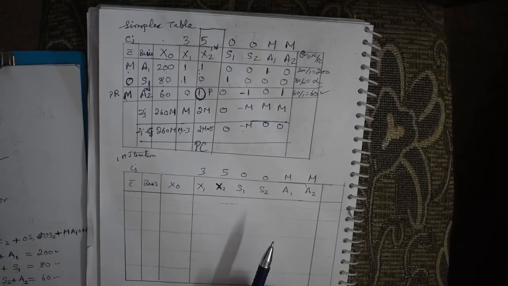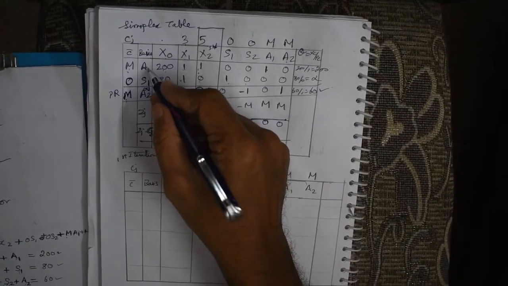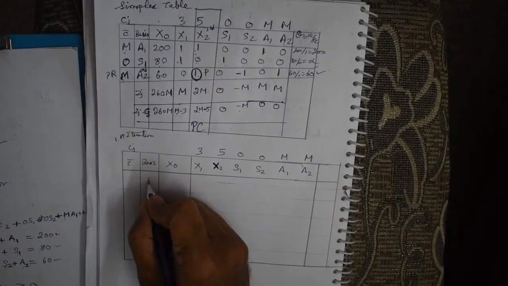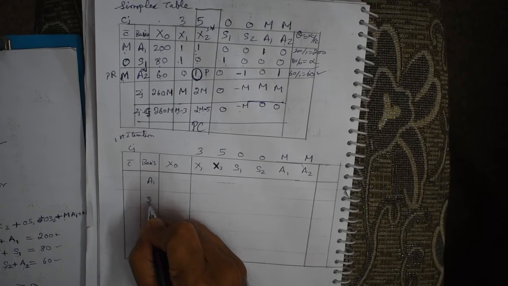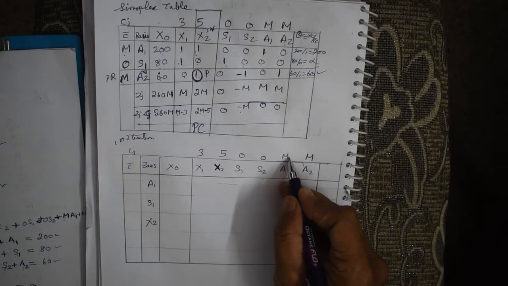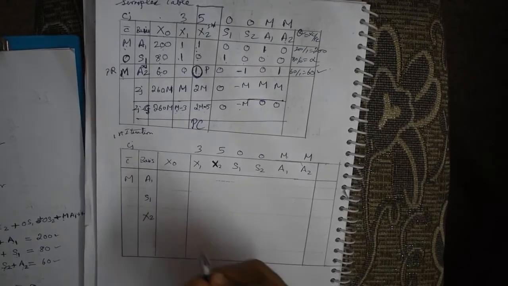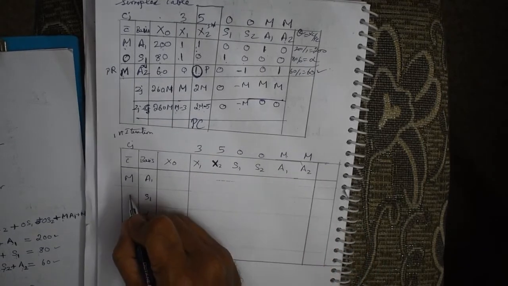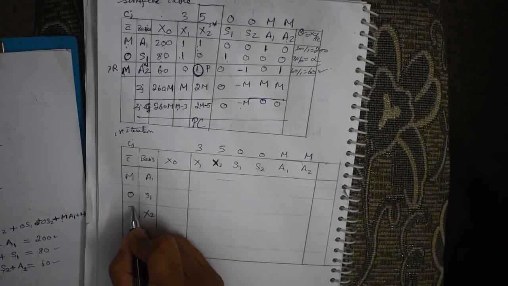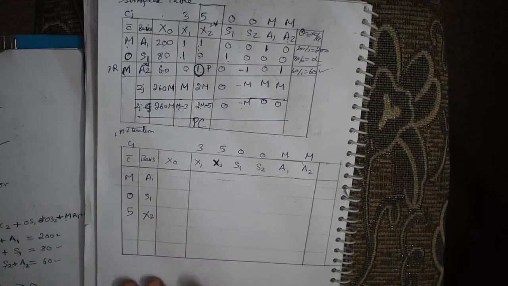Now the first iteration. A1, S1, in place of A2 it is going to be X2. A1, S1, X2. For A1, Cj is M, so C bar is M. For S1, Cj is 0, so C bar is 0. For X2, Cj is 5, so C bar is 5.